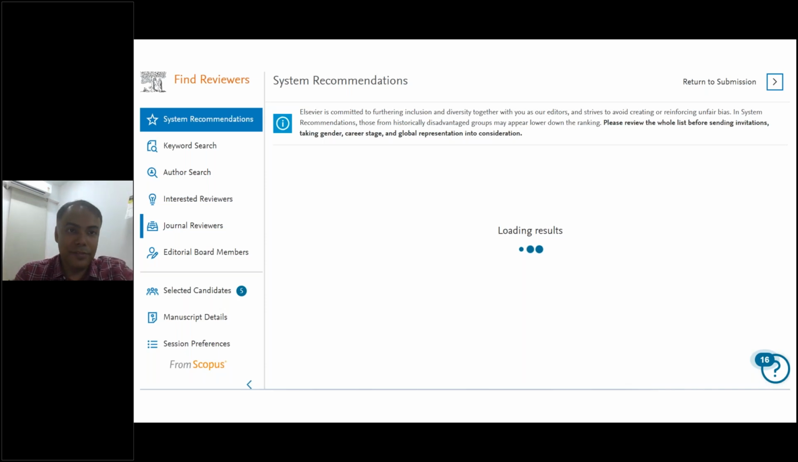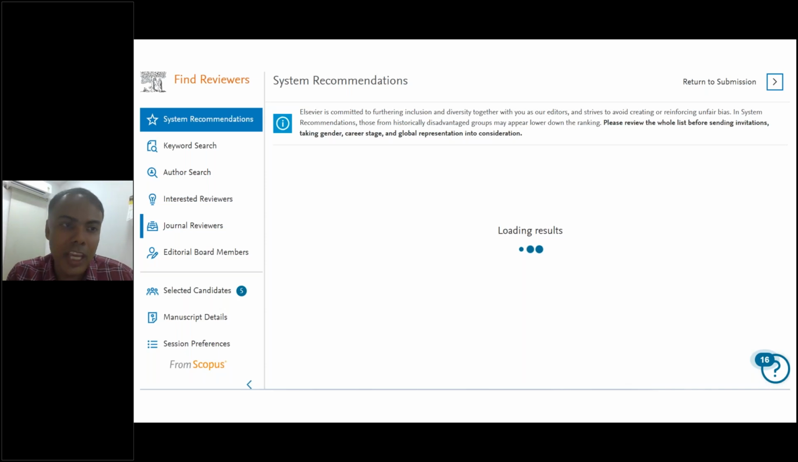If you look at the left hand side, this is just a glimpse of what an editor has in control. They have something called a system recommendation. They have a keyword search. They have an author search. They have interested reviewers, and they have journal reviewers, board members, and so on.